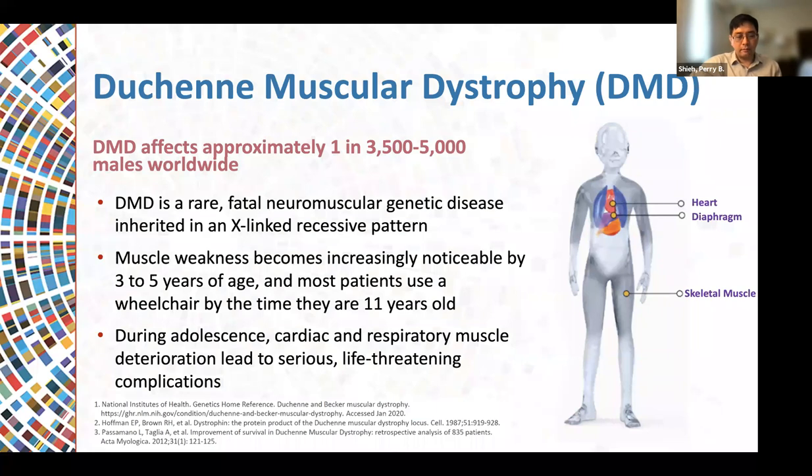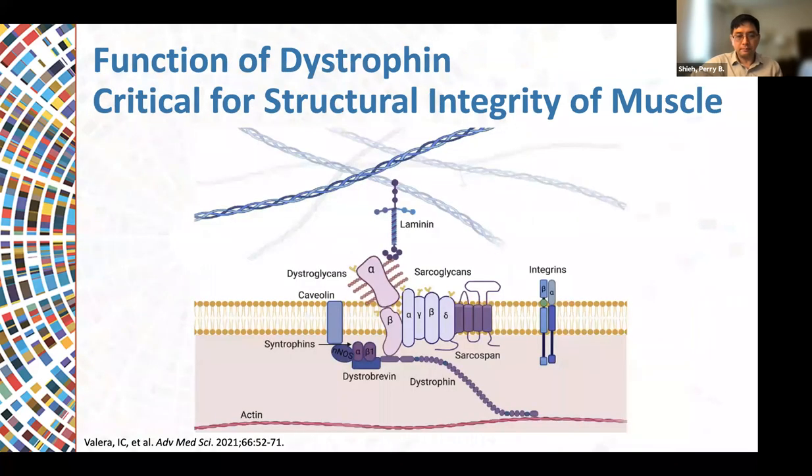And they very frequently lose ambulation, come off their feet by about 11 years of age, and they require the use of a wheelchair. During adolescence, you see further deterioration of skeletal muscle, but you also see cardiac muscle and respiratory muscle deterioration. And that leads to the serious life-threatening complications that we often see.